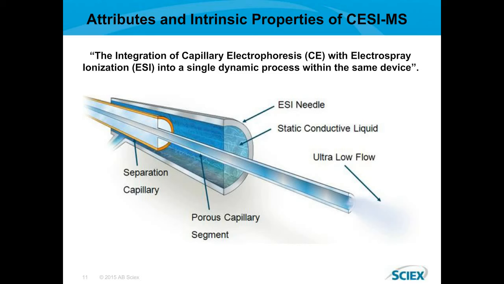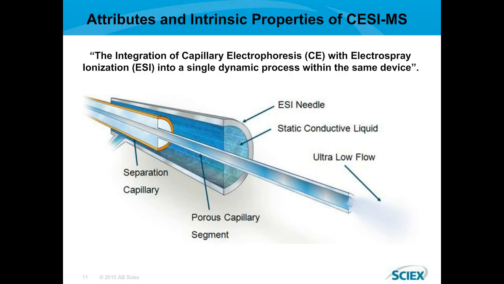Now let's talk a little bit, first of all, about the detection and separation mechanism that we use. I'd like to provide a little bit of detail on the CESI, which is this very low-flow, high-sensitivity technique. The acronym CESI describes the integration of CE with electrospray ionization into a single dynamic process within the same device. What does that mean? It means that the sprayer itself is built into the separation capillary, and as such, there are no connections involved, so you don't have to consider things such as dead volume or connection problems.